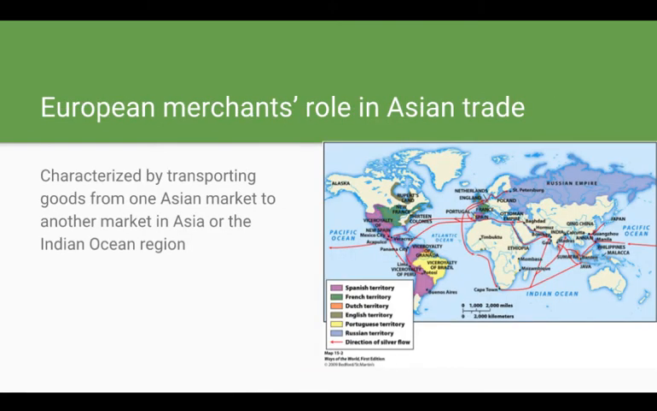At this point, remember that what the Europeans are doing in Asian trade is kind of acting as the middlemen. So they're buying goods in Asia and either selling them to other goods or in the Indian Ocean region.